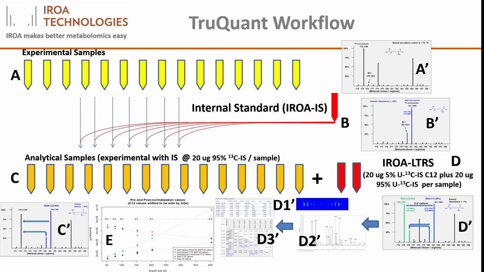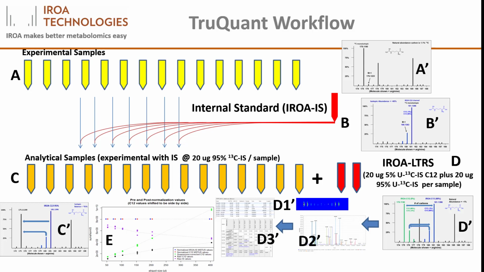The second sample type is the Eroa IS-B. A standard aliquot of Eroa IS is used to resolvate the dried experimental samples with equal amounts of the internal standard to make samples which will be analyzed. The Eroa IS has an isotopic signal like that shown in image B'.